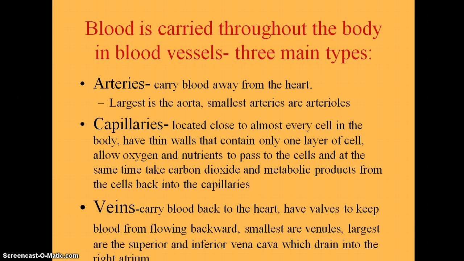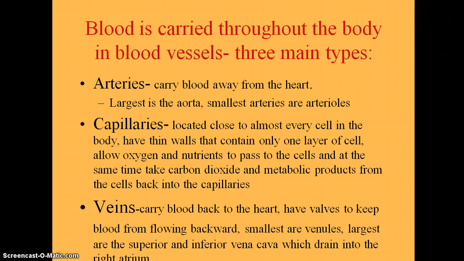Now, how does it get back to the heart? It goes back through veins, and because the veins are going against gravity, they have valves to keep the blood from flowing backward. So the blood can go through it and then not go backward, otherwise it would pool in the lowest parts of your body. And when the veins get smaller, the smallest of those are called venules, and those join together with the capillaries, and then they get bigger and bigger and bigger until they become veins.